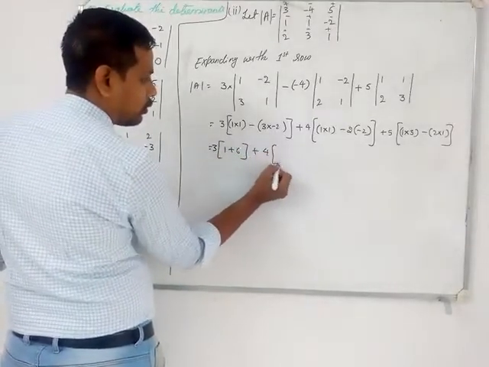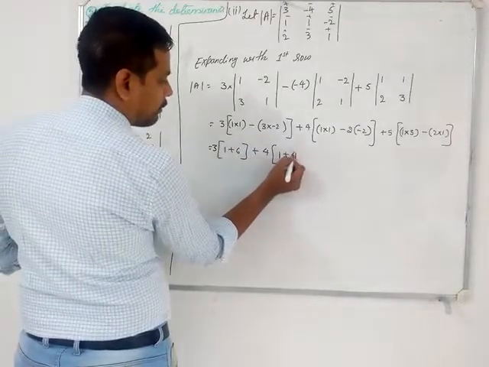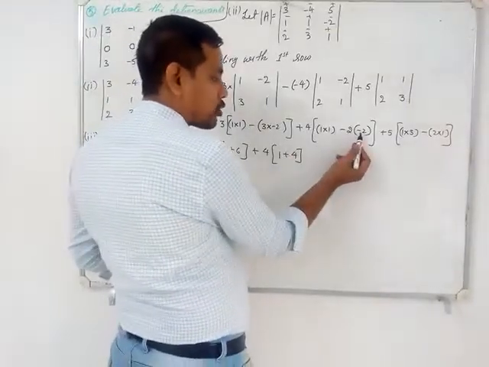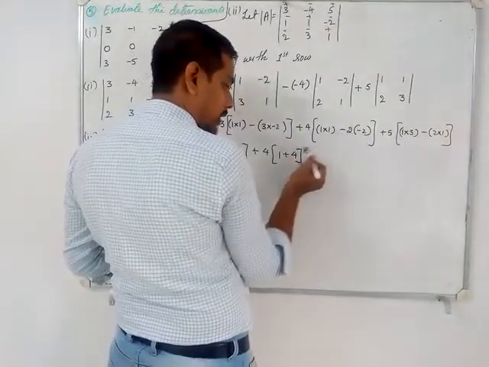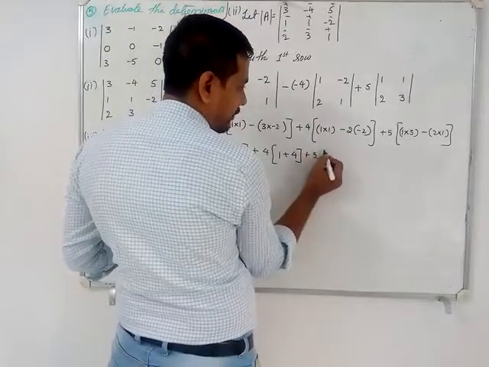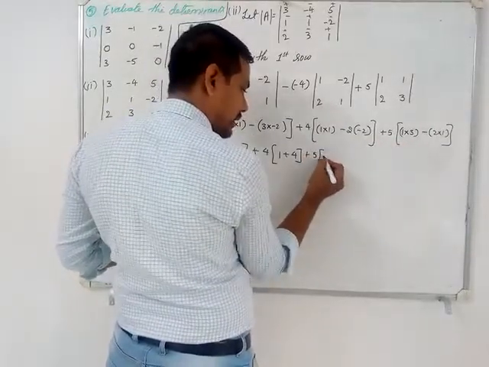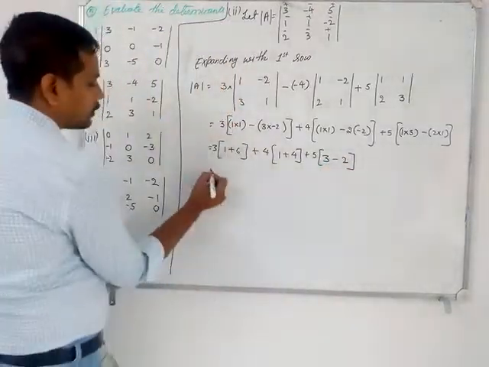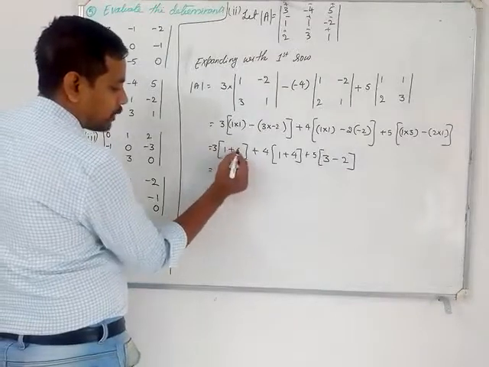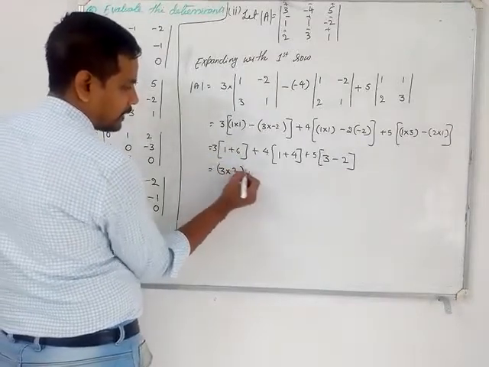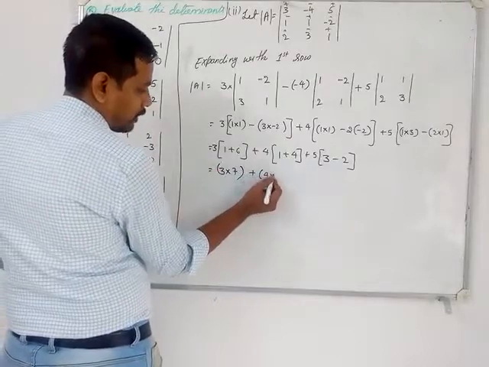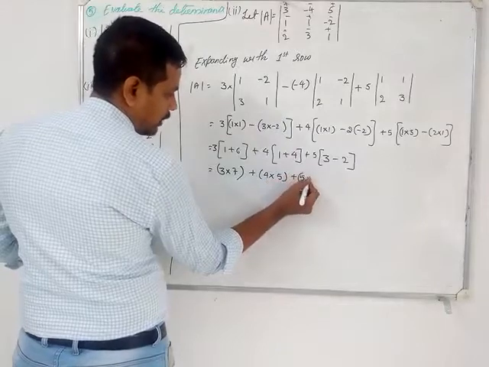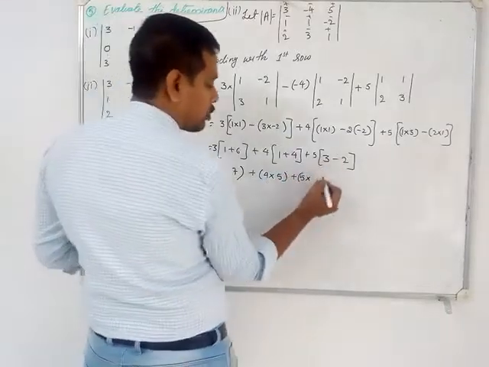Plus 4 into 1 plus 4. Why? Because 1 into 1 is 1, 2 into minus 2 is minus 4, and minus 4 into minus is plus 4. Plus 5 into 1 into 3 is 3, minus 2 into 1 is 2. So this is 3 into 1 plus 6 is 7, plus 4 into 1 plus 4 is 5, plus 5 into 3 minus 2 is 1.